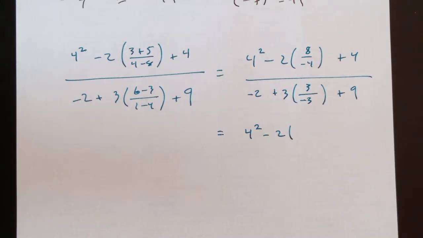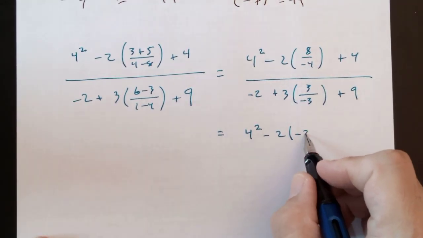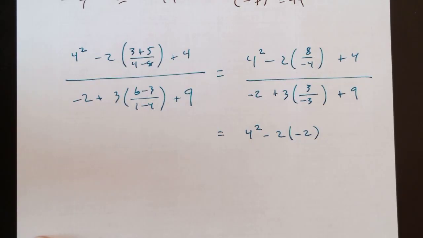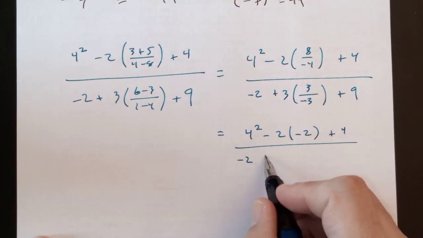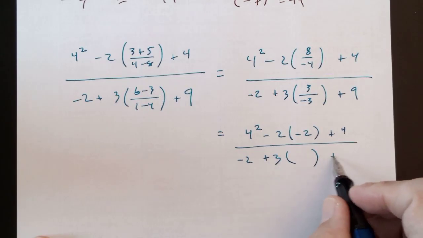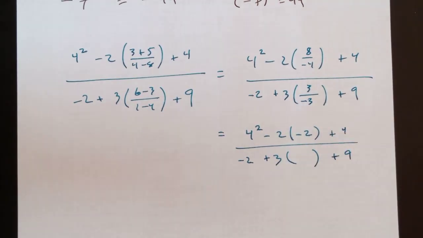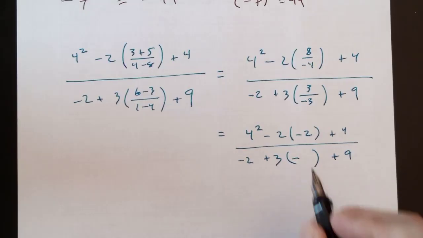8 over 4. But there's a minus sign in there from the negative on the bottom. So negative 2, right? Plus 4 over negative 2 plus 3 times. Again, there's one negative in there, so the answer in this fraction is negative 3 over 3. Yay.